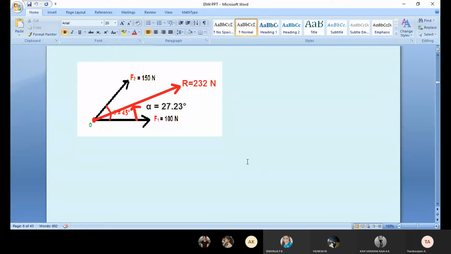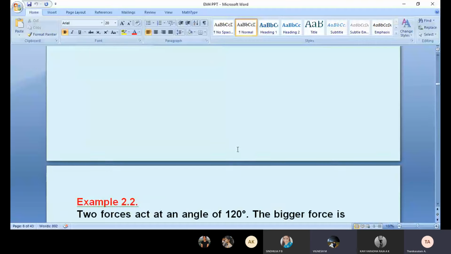Viknesh? Yes, sir. Do you understand this problem? Yes, sir. The statement is given, so you have to write the given data: two forces, F1 and F2. Okay, parallelogram. Why are you using the parallelogram? Only two forces are acting. Yes, sir. Okay. Second question.